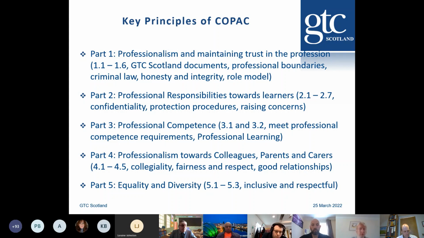Part five of COPAC is entitled Equality and Diversity. That's about engaging and working positively with learners, colleagues, parents and carers in an open, inclusive and respectful way. It's about helping learners to understand different views, perspectives and experiences. And it's about being aware of the potentially serious impact that any demonstration of intolerance or prejudice could have upon your standing as a teacher or lecturer and your fitness to teach.